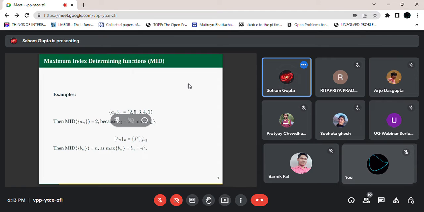element in the series. Similarly, when we have another sequence Bn, which is j square, where j goes from 1 to n. So it's basically like the squares of the first n natural numbers. Since it's an increasing function, obviously the last element, which is n squared, would be the largest. So putting an MID on Bn would return n because B of n, the nth term, is the largest term, which is n squared. So we get an idea of this.